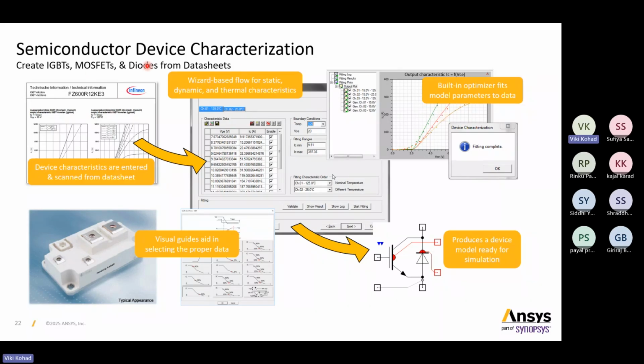Next, the semiconductor device characterization. It includes various IGBTs, MOSFETs, and diodes. You just need to give their values. Here you can see the condition values. You have to give the current and voltage values, and when to enable your component and when to disable your component. Like you can see in the on-off switching circuit, at this particular current value you have to switch off your circuit, and at this particular value you have to switch on your circuit. So that you have to give there.